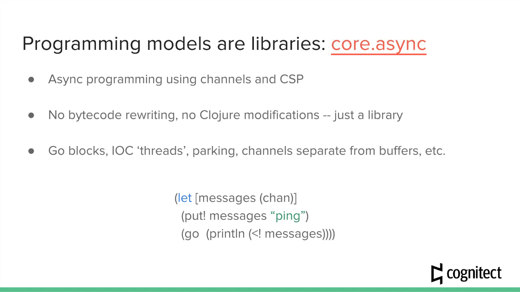It's comprised of go blocks and IOC threads, parking, all the things that you would expect. Interesting about core.async inside of Clojure, though, is the separation of channels from their buffers. So you get to choose the buffering capabilities that you want per channel. Here's a quick example at the bottom. I create a new channel called messages. I put the string ping on that channel. And then in a go block, I try to pull out from the channel and I print it out to the console.